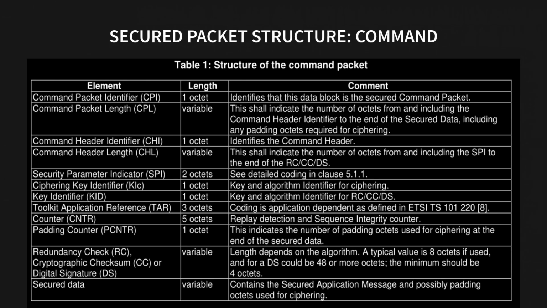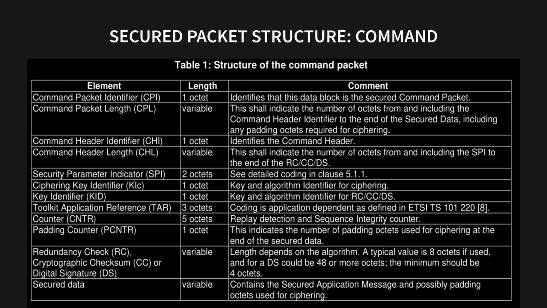Actually I think the number of octets is not so relevant here, but rather what such a packet contains. So we have the identifier that this is a command packet, like a message type. We have the length value of the packet. We have a header identifier, header length. That's all generic stuff. I don't need to explain that.